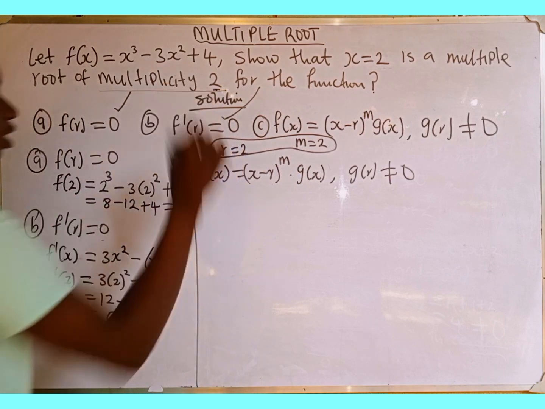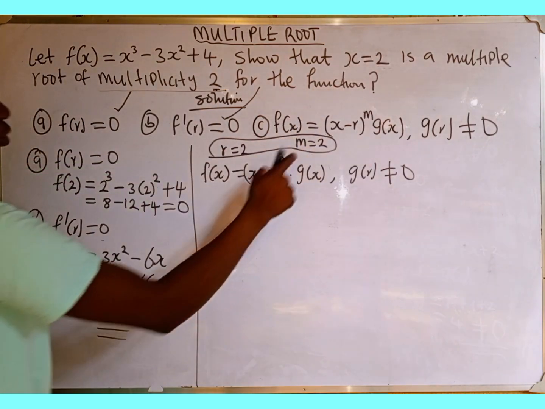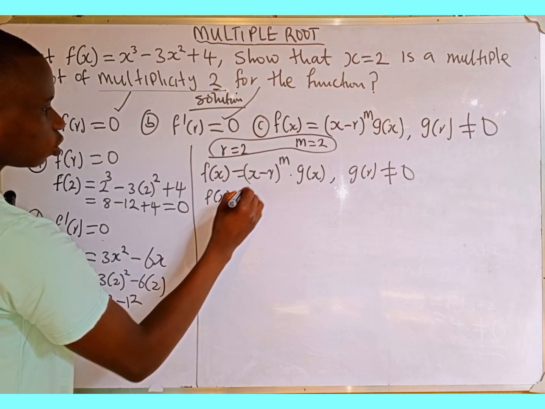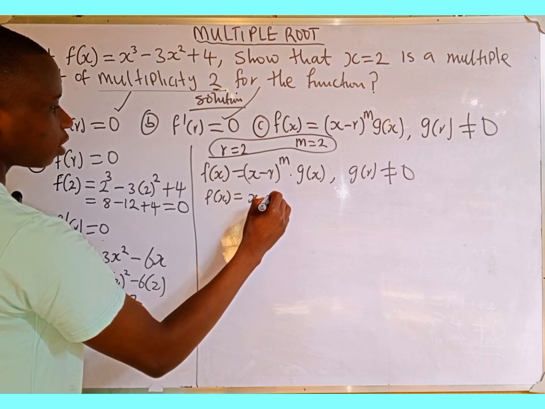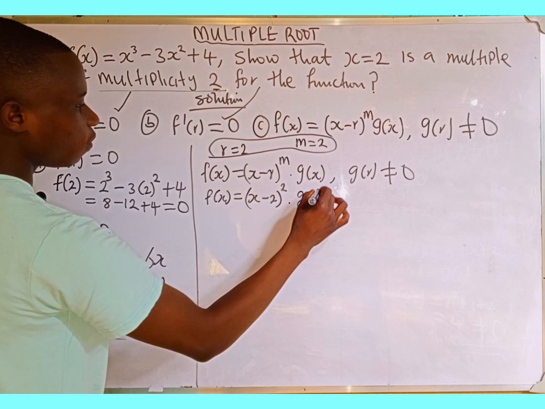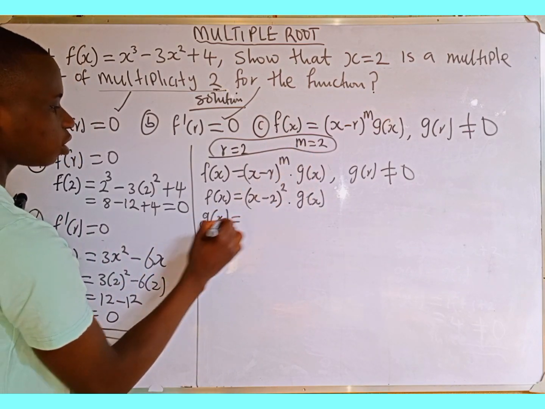So this is the multiplicity. M is 2 and r is also 2. Now we're going to substitute 2 for r in this function. F of x is equal to x minus 2, raised to power 2, multiplied by g of x. Now we're going to look for the value of g of x, which is equal to what?